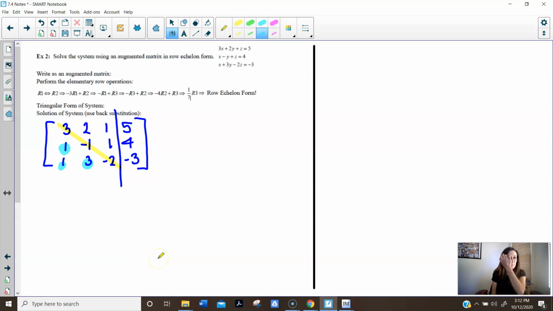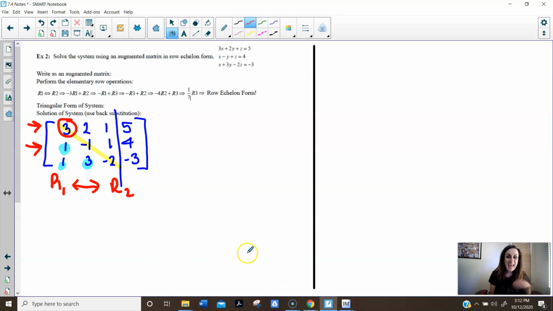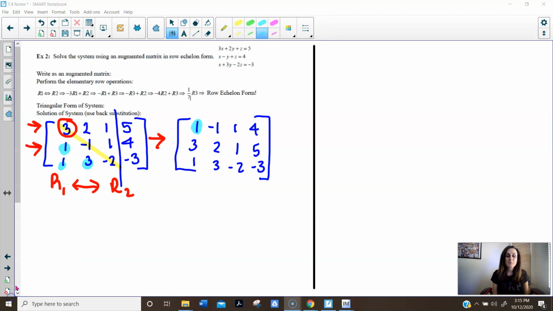So how we're going to start with that is we're going to start by trying to get this 3 to be a 1. So if we look right here, I want this 3 to be a 1. So do you see how the second row is already a 1? So what we can do is this stands for row 1. So here's row 1, and we're going to switch it with row 2. And here's row 2. So I'm going to stop the video and quickly switch those two rows. So you can see that I switched these two rows.